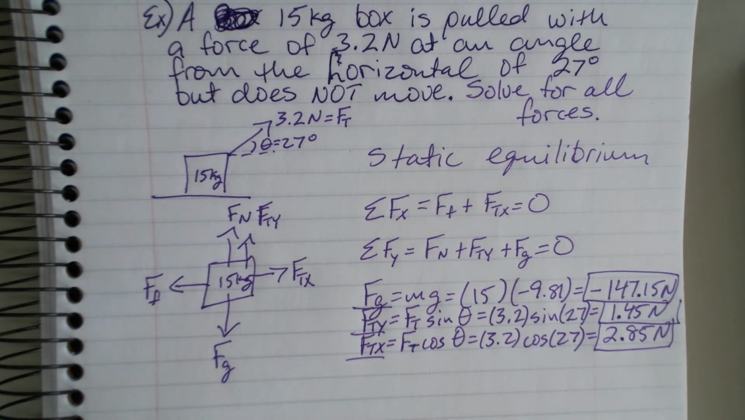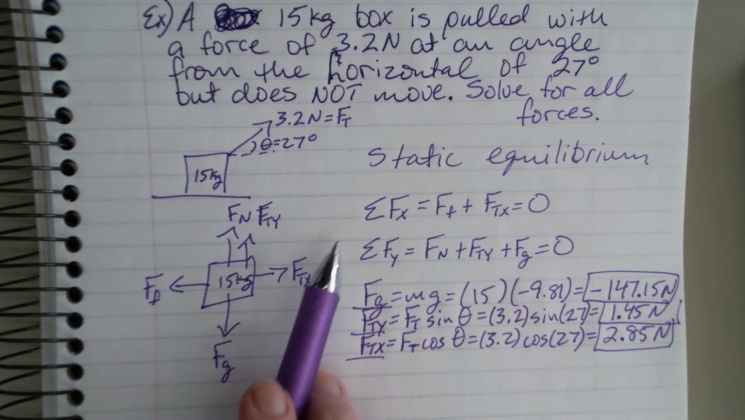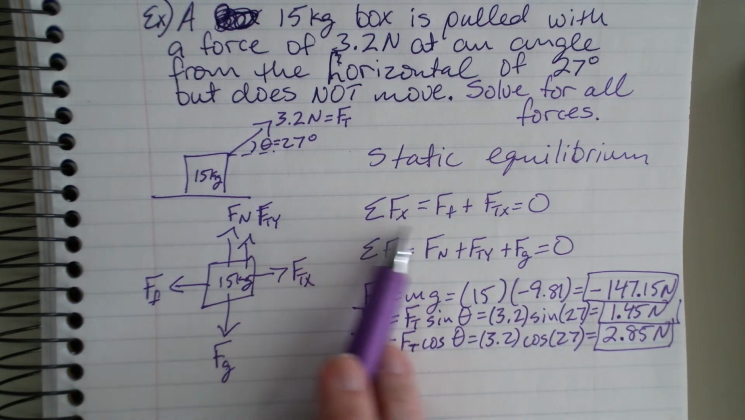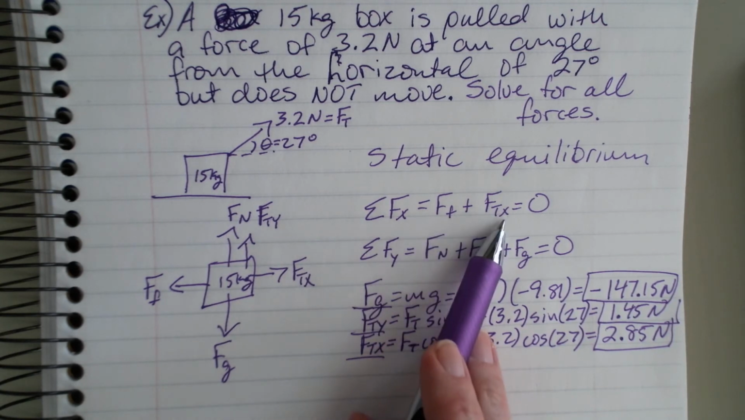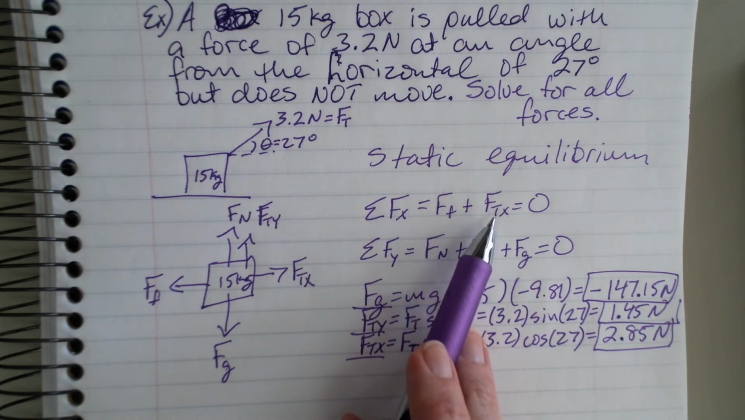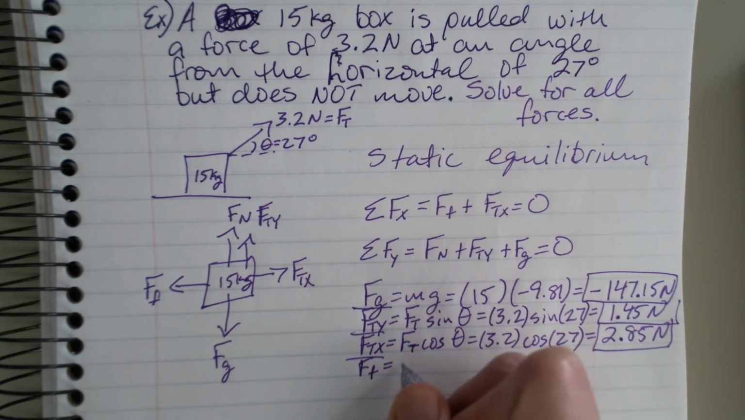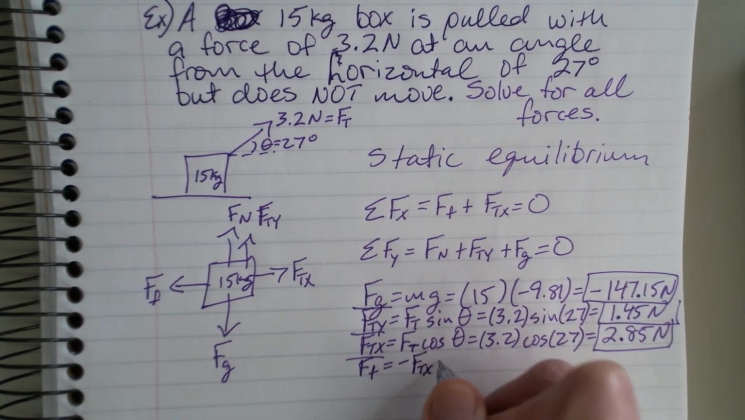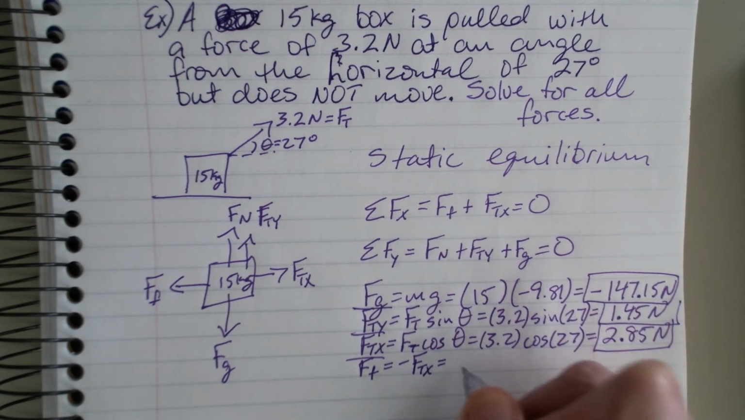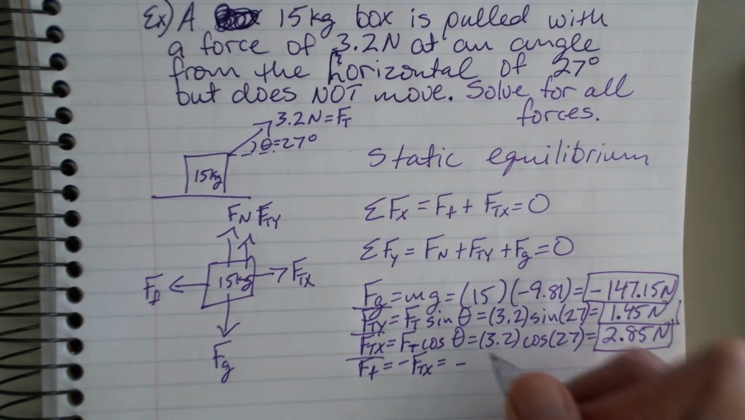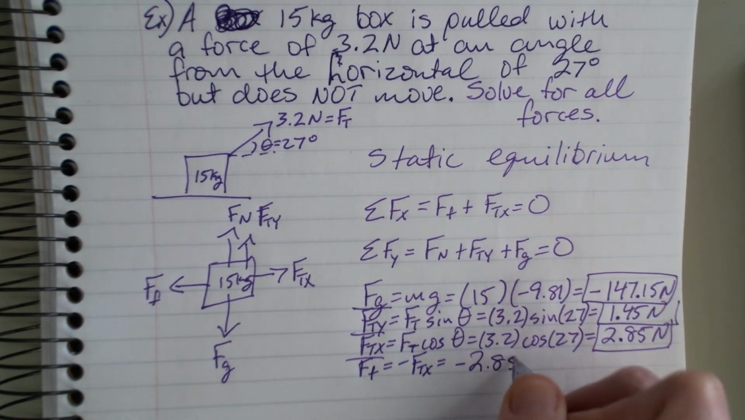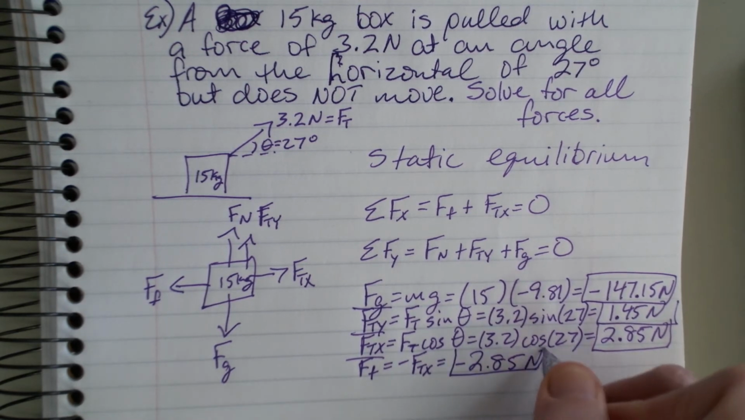So the only other 2 things I need are my Fn and my friction, okay? So according to my Fx, my friction is going to be equal to negative of my Ftx. So my friction is equal to negative Ftx, which is going to be negative 2.85 newtons. So there's one.